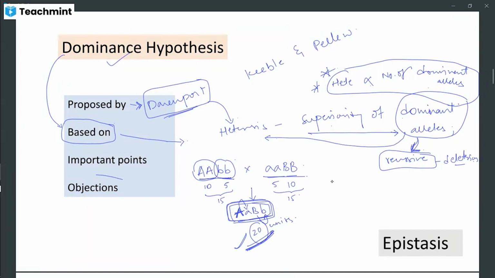There were a few objections to this dominance hypothesis. One important objection is this: if you have a parent with 15 units of value, and you cross it with the other parent with 15 units of value, you said that you eventually get 20 units, right? But when you self this crop, what will be the progeny? If you self the F1, what will be the progeny genotypes?